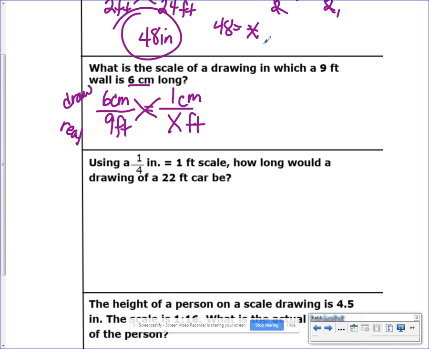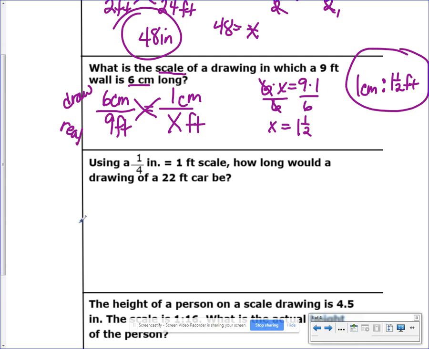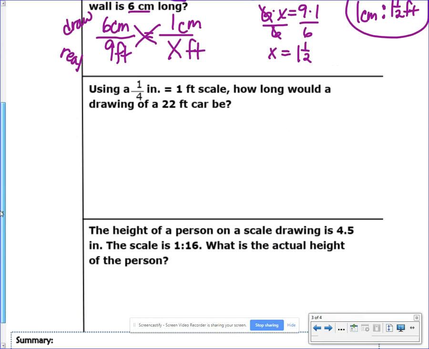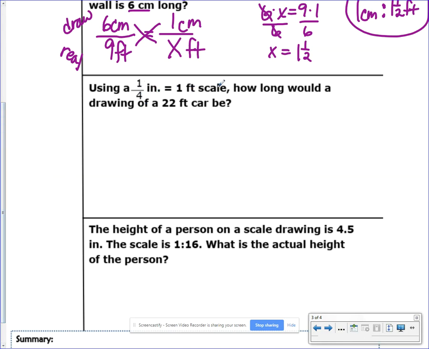So let's cross multiply and solve. 6 times x equals 9 times 1. Divide both sides by 6. Boom, boom. You get x is equal to 1.5. So don't just say 1.5, I'm done. You need to write the scale, and the scale always has 2 parts. 1 centimeter, put the colon, translates or represents how many feet? 1.5 feet in the real item. That's your scale.